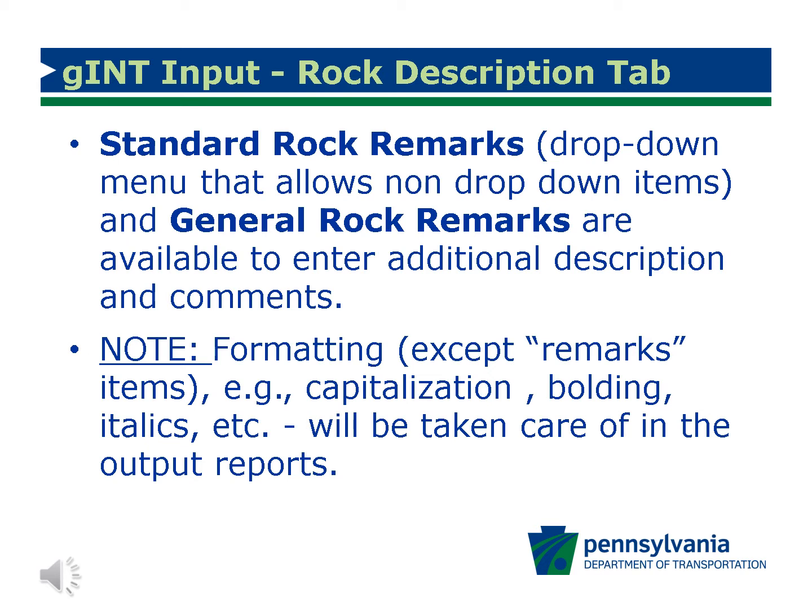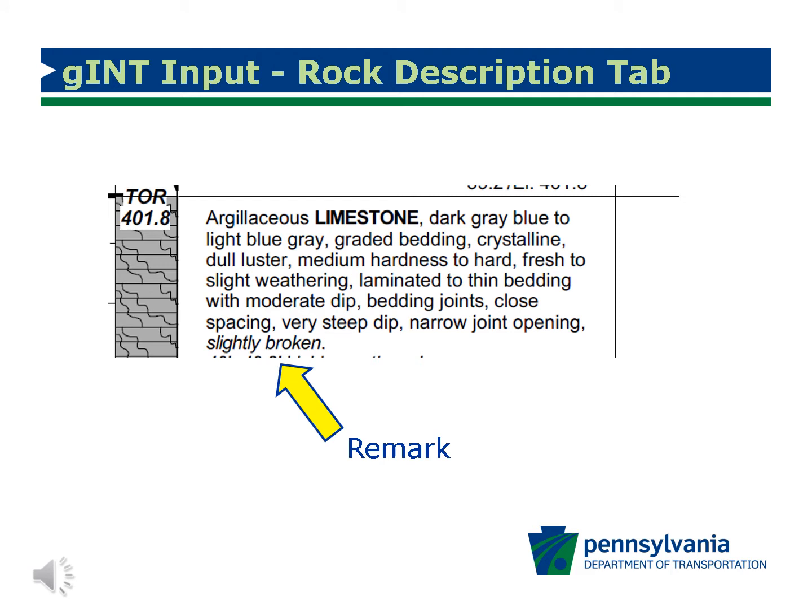The standard rock remarks field contains a drop-down menu containing a list of remarks that are used frequently. Users also have the ability to add comments or remarks to this field. The general rock remarks field does not contain a drop-down list and is intended for users to place any comment or remark necessary. The standard rock remarks and general rock remarks fields appear at the far right of the rock description input. The standard and general rock remarks are displayed at the end of the material description and are italicized.